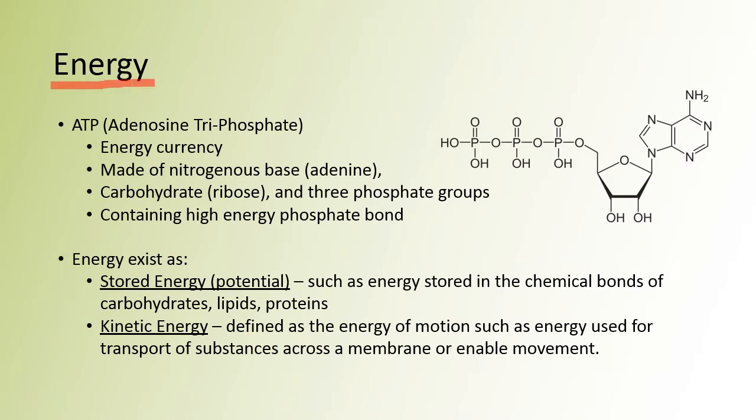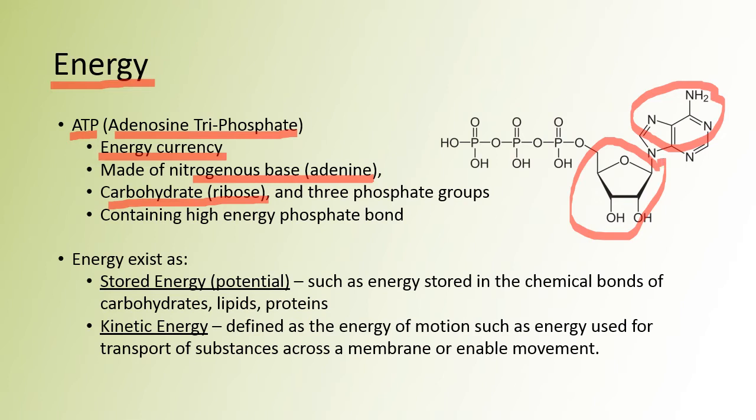Okay, energy. The unit of measurement of energy is ATP, or the full form, adenosine triphosphate. It is also known as the energy currency. ATP is made of a nitrogenous base, which is adenine, which is this base, and then it contains a carbohydrate in the ribose form, which is this one, and then it contains three phosphate groups, which is this long chain. Usually the high energy is contained in the phosphate bonds.